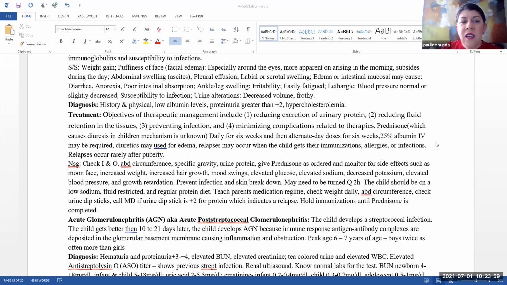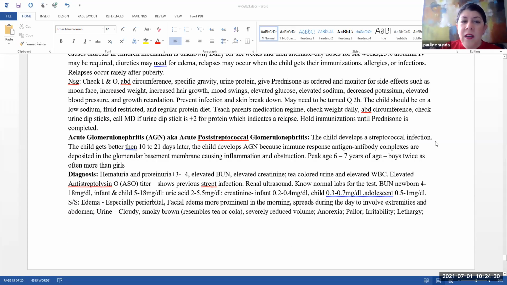Prednisone, which causes diuresis in children and the mechanism is unknown, is typically given daily for 6 weeks and then alternate day doses for 6 weeks. 25% albumin IV may be required. Diuretics may be used for edema, and note that relapses may occur when the child gets their immunizations, if they suffer from allergies or infections. Relapses rarely occur after puberty.